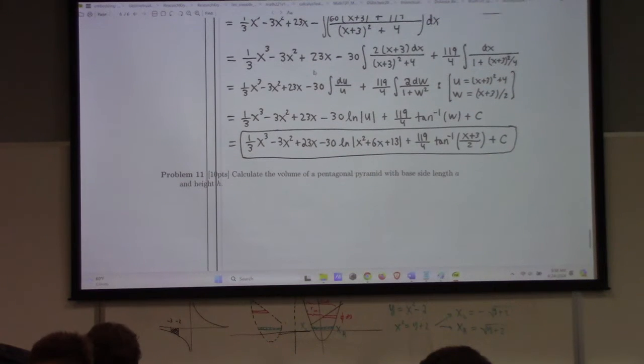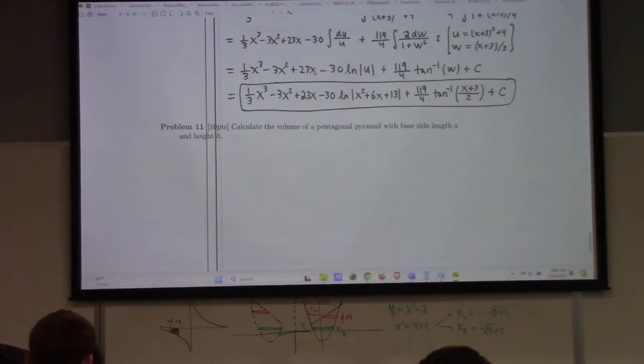Problem 11, I fell asleep. So sorry. I will hopefully have the solution to problem 11 posted later today. All right, guys.